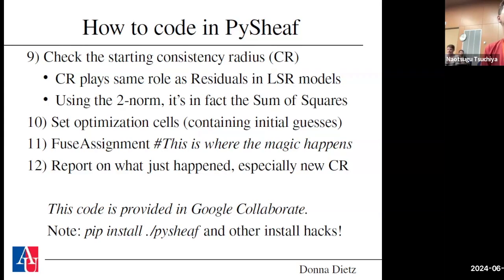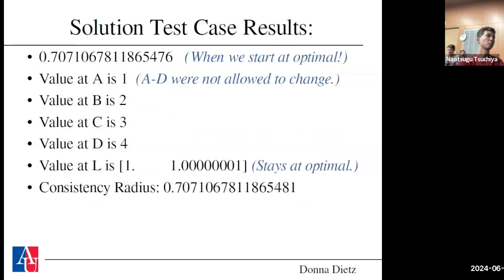And then you do the thing called fuse assignment, which is where all the magic happens. That's where pySheaf does all its optimizing. And then finally you come back and say, okay, what's the new consistency radius and what are the new values on those cells now that everything's been properly optimized? Okay. So that's just the 12 steps we're going to always go through in every example.